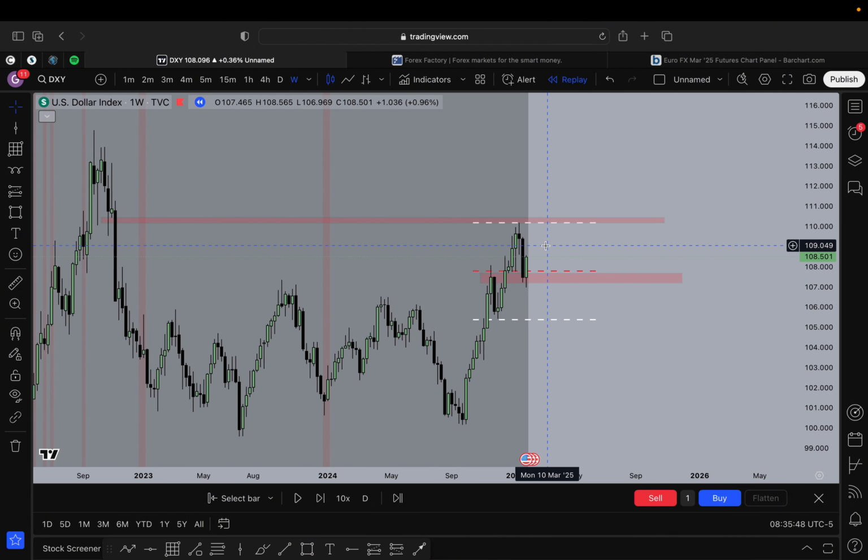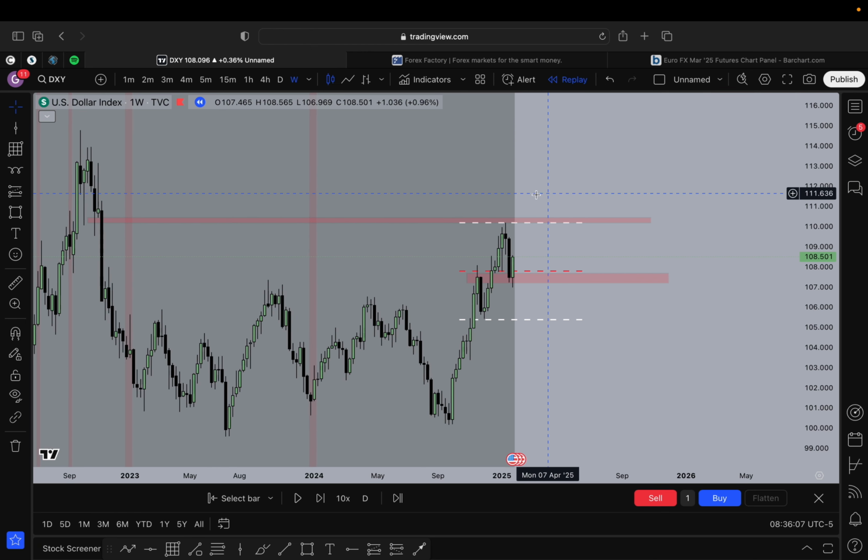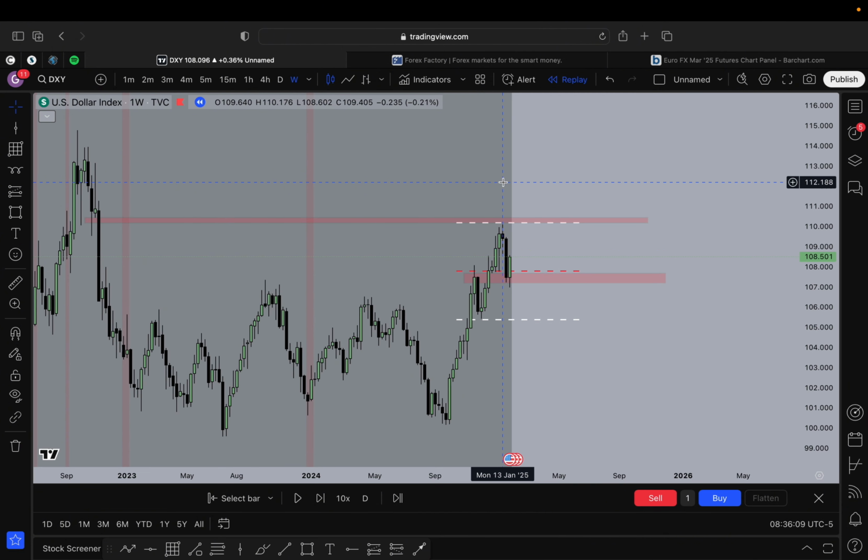So my expectation was that we're going to see price more than likely rally to the upside to possibly take out this high. Not the entire movement in the course of that single week, but within the next week or two or three, we could see price reach up into this area right here, right? That was my initial bias going into the week.